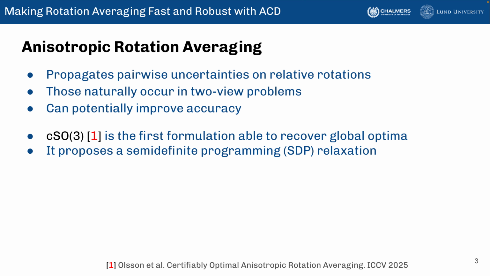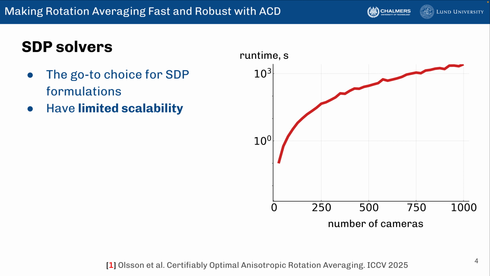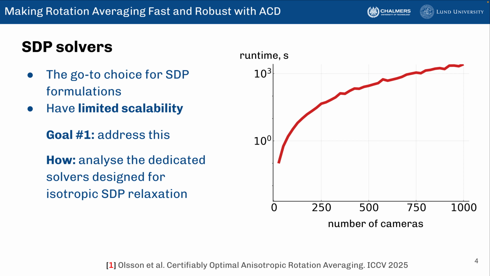The first work that was able to recover global optima used the semidefinite programming relaxation and the respective SDP solver. SDP solver is a go-to choice for SDP formulations, but it has limited scalability. So for example, for a rotation averaging problem, with increasing number of cameras, the runtime would increase a lot. Our goal was to address this. We were able to obtain a curve that looks like this.